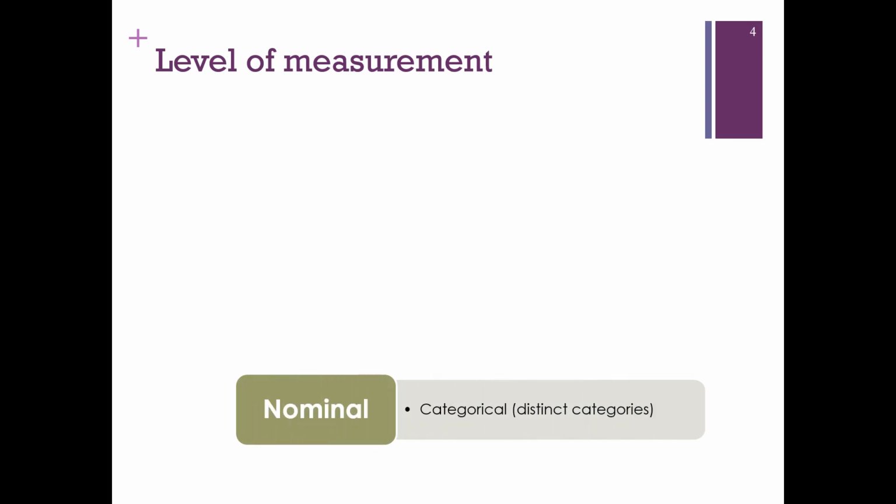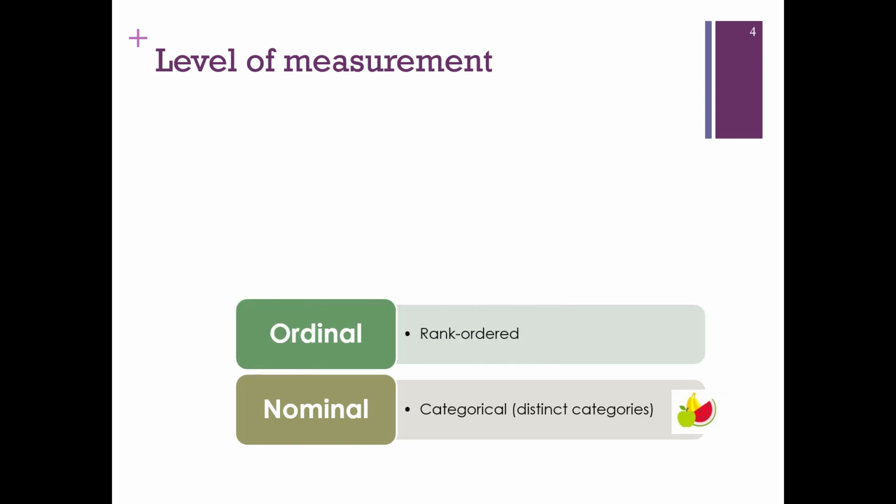So level of measurement refers to the type of information that's in your variable. And there are four different levels, and they're organized from lowest to highest. So let's start with the lowest level, which is the nominal level. At the nominal level, information that's contained within the variable is categorical, so there are distinct categories, for example, type of fruit. The next level of measurement is the ordinal level, and that refers to rank-ordered information. And so, for example, what place you might have earned in a race.